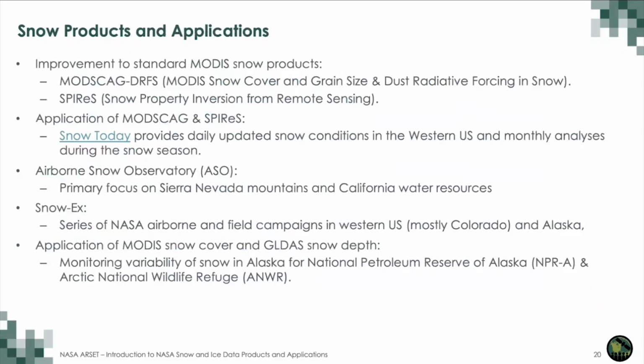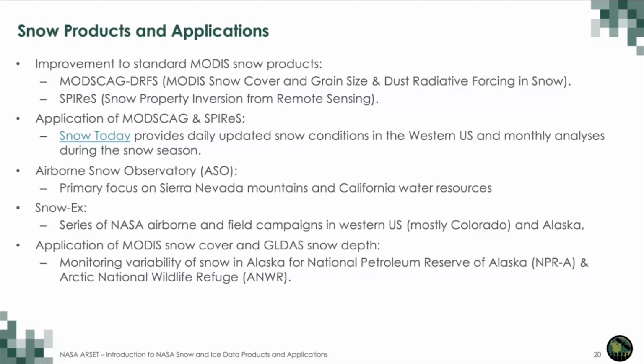We saw that there's improvement to standard MODIS snow products based on MODSCAG and MODDRFS algorithms. So that is MODIS snow cover and grain size and dust radiative forcing in snow. Similarly, snow property inversion from remote sensing, or SPIReS, that's also an improvement to standard snow product. And Snow Today is an application of MODSCAG and SPIReS, and that provides daily updated snow conditions in the Western US and monthly analysis during the snow season. We are going to see details of this in our last session.